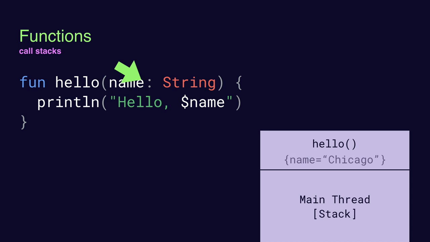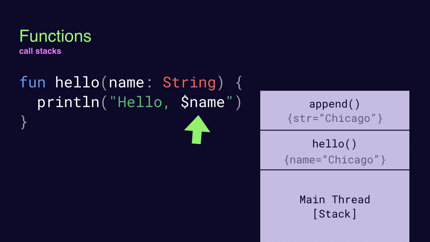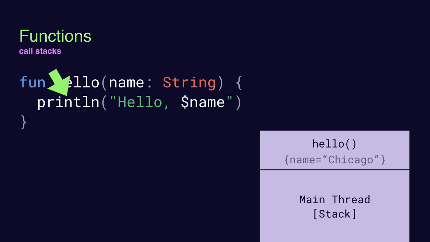stack frame right there. Then it's going to go ahead and try to do this append thing, because I'm using one of these fancy dollar sign things in Kotlin. So that actually uses a string builder, and it actually ends up calling a function called append to do that. So it's going to push another stack frame onto the call stack, and it's going to put the parameter string of Chicago into that stack frame as well. Then that returns, and I get my string back.